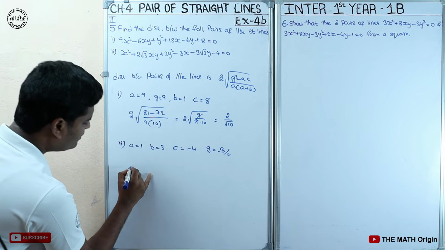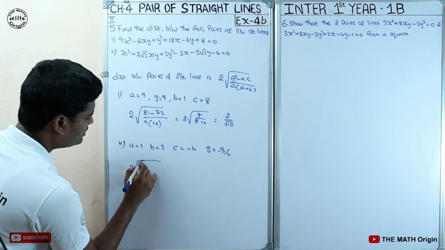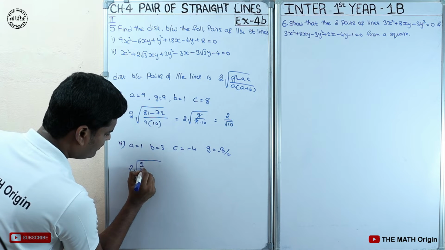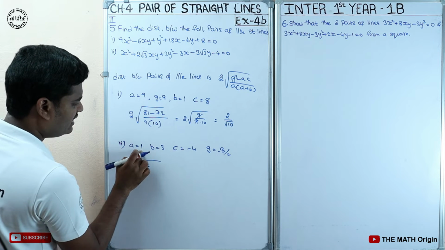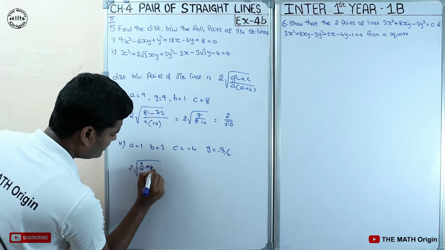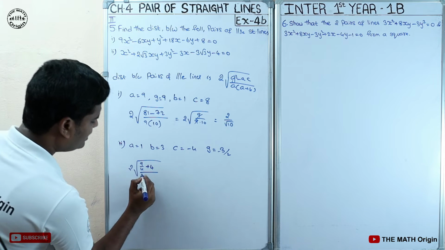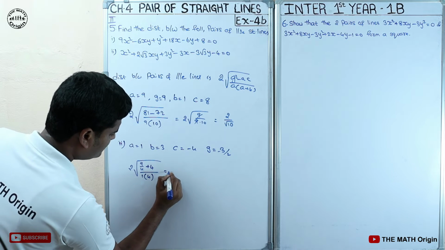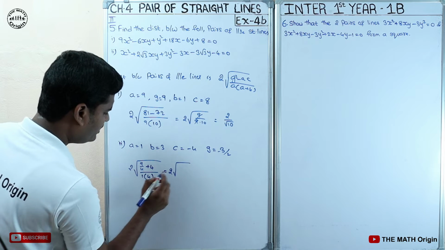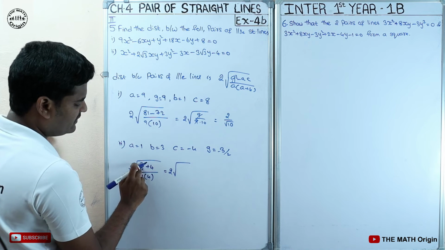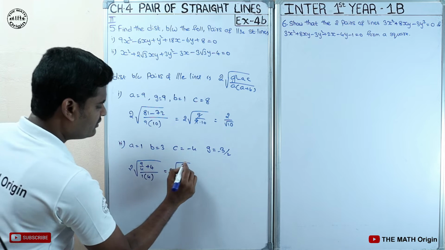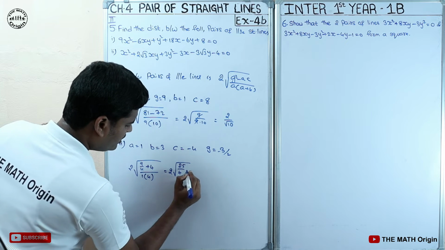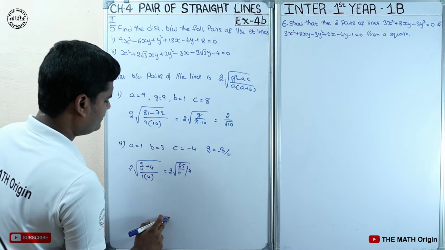Okay, now let's substitute in the formula. First one, g square is 9 by 4 minus ac, a into c minus 4 which is plus 4, whole divided by a into a plus b is 4. Which is equals to 2 root of 9 plus 16. 9 LCM, if we take 9 plus 4 into 16 which is 25, whole divided by 4.